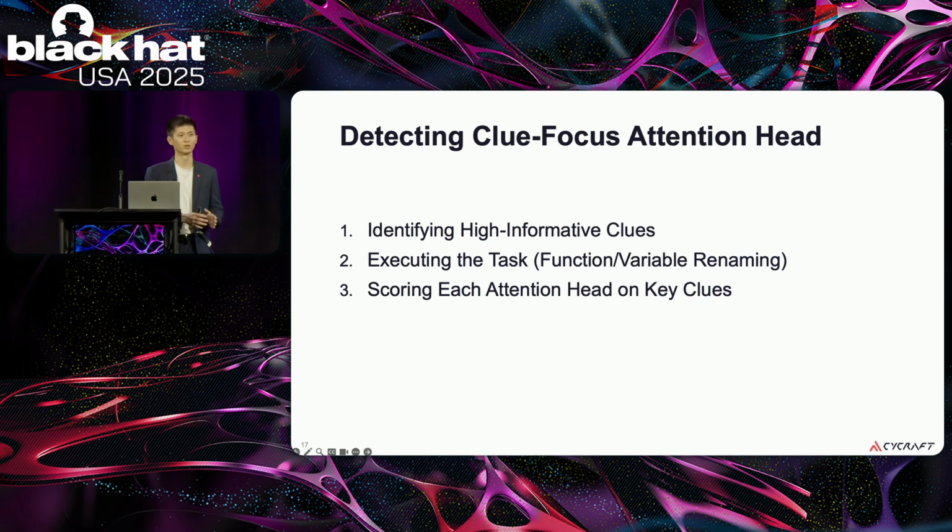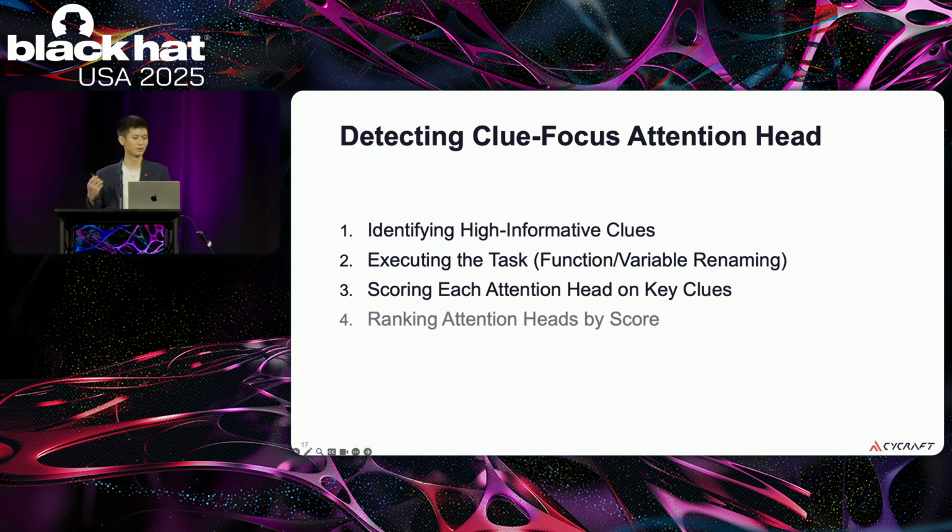And third, when we are doing the renaming task, we will also look at the attention inside the model, extract the attention, and see what this attention head focuses on. If it focuses on the clue we just identified in the first step, we will give it a high score. If not, we will give it a lower score. So by this, we can sort and rank them and get a set of clue-focused attention heads.